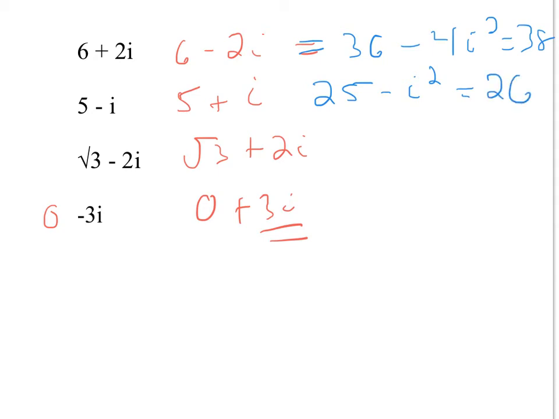Root 3 minus 2i times root 3 plus 2i is root 3 squared, which is 3, minus 2i squared, which is 4i squared, which now becomes 4 times negative 1, which is negative 4. So 3 minus negative 4 is 7. 0 plus 3i times 0 minus 3i is 0 squared, minus 9i squared. Well, negative 9i squared is positive 9 because it's negative 9 times negative 1.